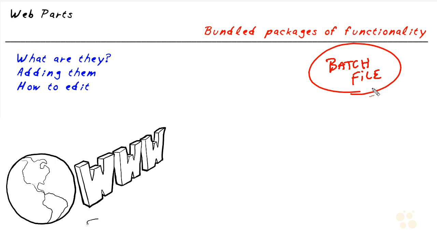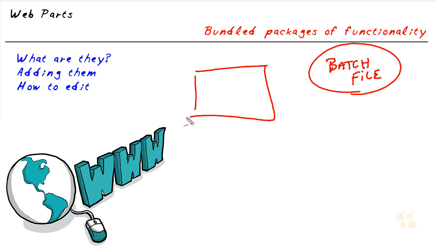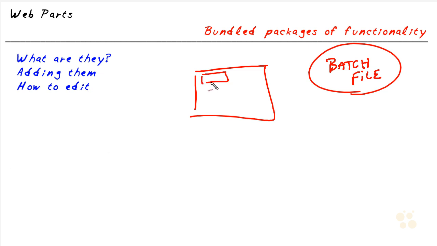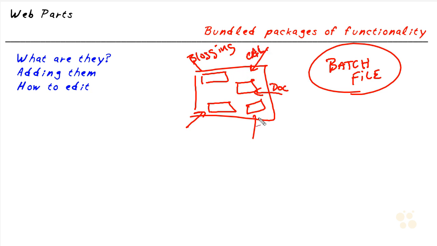Well, in the world of web pages, if we're building web pages, we might need lots of various functions. For example, we might want a little area for blogging, or a little area for social networking and status updates. We might want a little area for document management, so people can upload and share documents while they're working on a project. We might want to add calendar functionality, or the ability to have search capabilities. And the great news is we can use something called a web part as part of a web page that has that functionality built in.